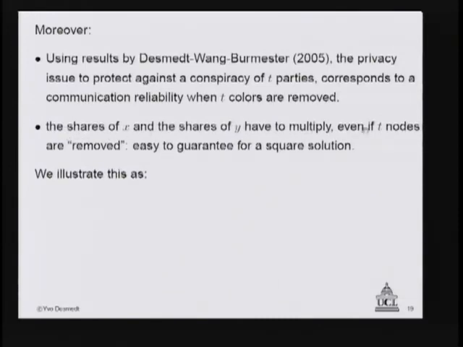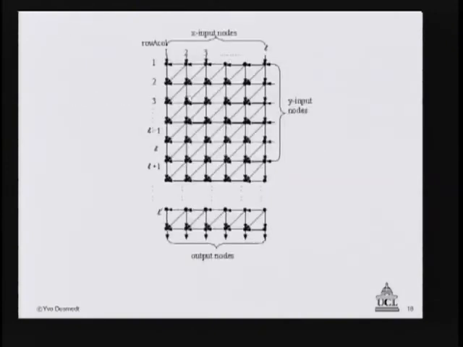What you also have to see is that if the shares of X and the shares of Y have to be multiplied, even if T nodes are removed, then you have to guarantee that this multiplication does happen. So let's go back to the previous one. Suppose a certain number of nodes are removed, then some share here is going to continue. You have to make sure that this is going to be multiplied with some of these. So suppose that this would go this way, and that would go this way, then you're never going to have a multiplication of an X share with a Y share if T colors are removed.